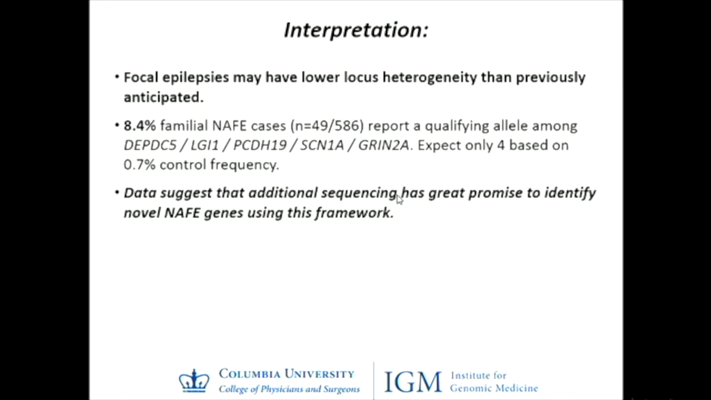And so this has a number of interesting interpretations. One is that the focal epilepsies, based on these results at least, appear like they might have lower locus heterogeneity than we might have originally anticipated, at least some of us in the community. Based on this collection of 586 samples, about 8.5% of these cases have a qualifying variant in one of these 5 epilepsy genes, and the expected rate based on how many we observe in controls is only about 0.7%.